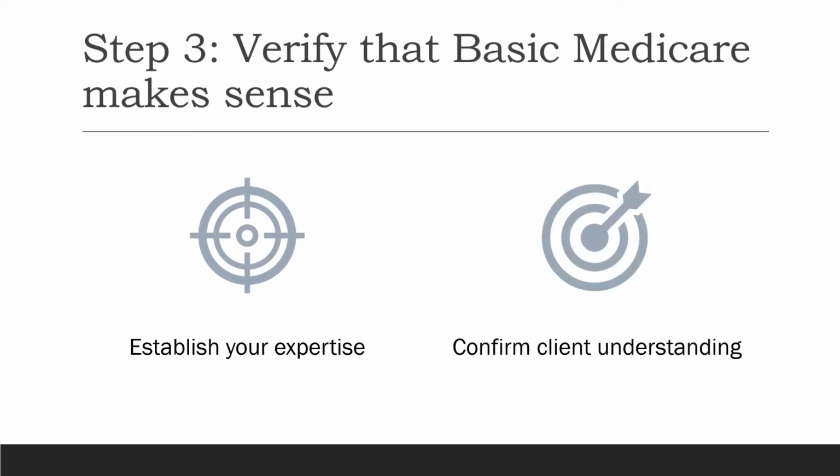Another thing that this does is it confirms that the client has some level of understanding. They may not be the expert like you are, but they have some level of knowledge: A is hospital, B is when I see the doctor, and D is for drugs. And there is a co-insurance or co-payment that they're probably going to have to pay when they receive services or when they pick up medications from the pharmacy. And that Part B does have a cost.